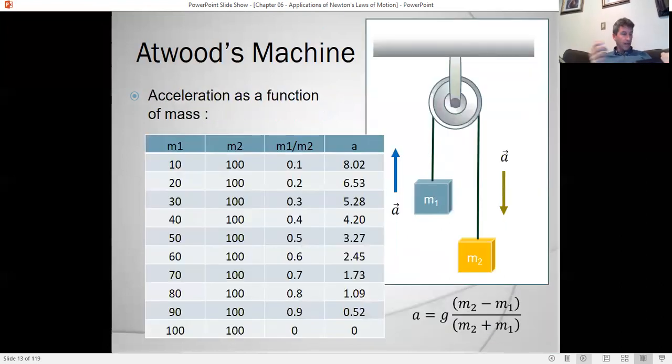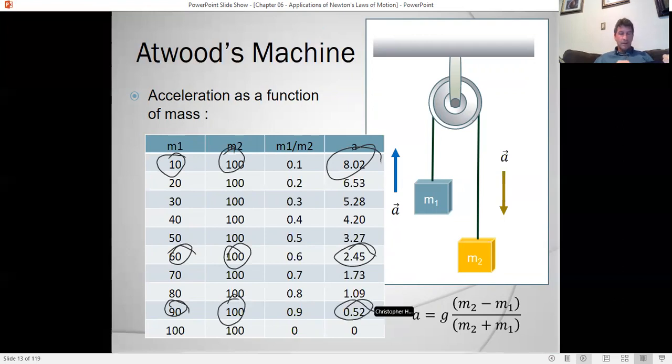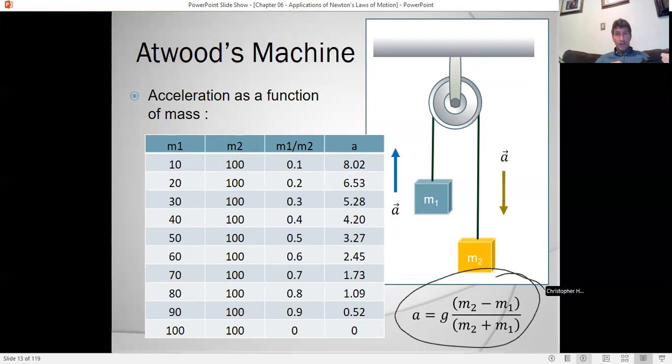So again, you can see here, a big difference in mass, big acceleration. A moderate difference in mass, less acceleration. Very little difference in mass, very low acceleration. In fact, if they're balanced, the thing's not going to accelerate. Okay? Don't memorize this equation, by the way. Know how to derive it, because on a test, I'd ask you to derive that. Okay.